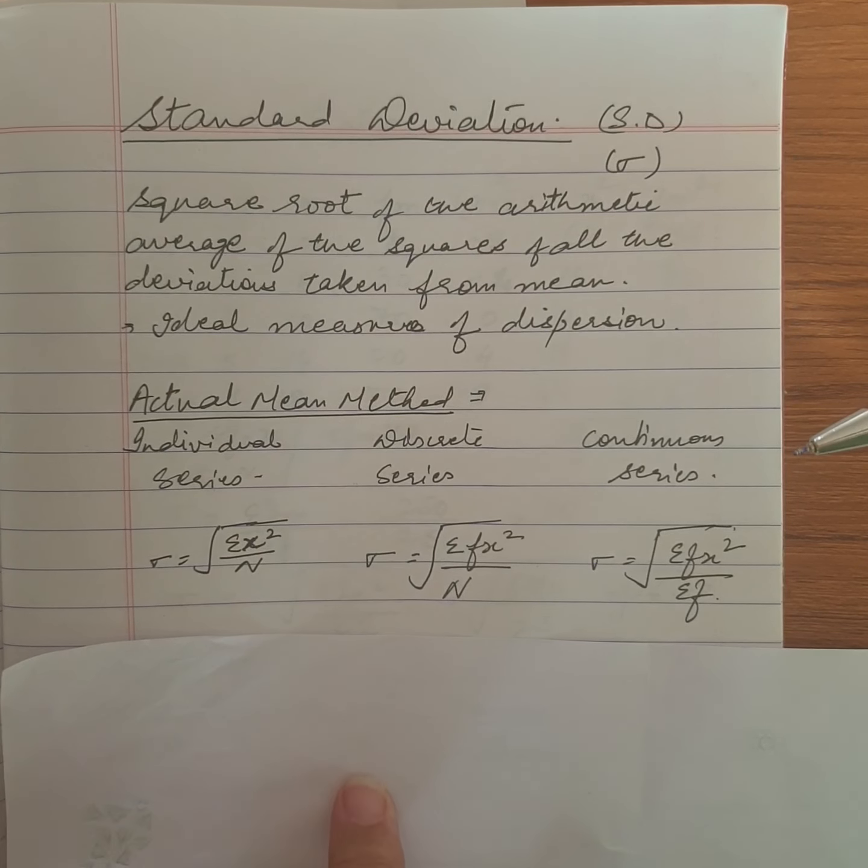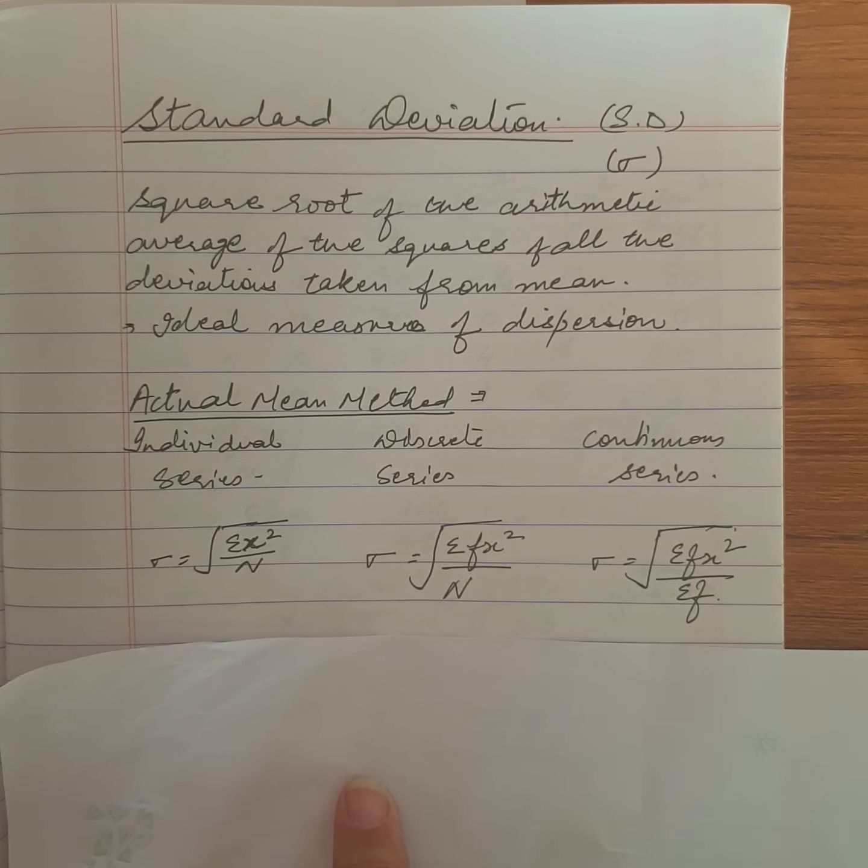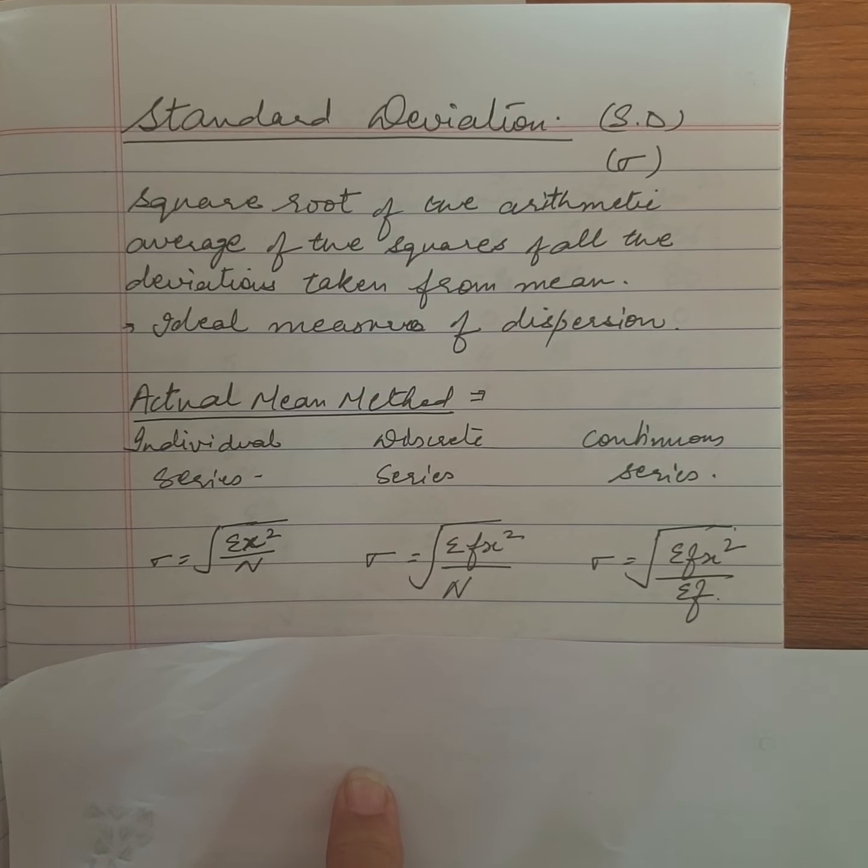Standard deviation is the ideal measure of dispersion as it satisfies most of its characteristics, that is it doesn't vary much with variation, it gives you ideal results. It was developed by Karl Pearson in 1893. This is the best and widely used measure of dispersion, because standard deviation is calculated by the square root of the arithmetic average of the squares of all the deviations taken from the mean. It is also known as root mean square deviation.